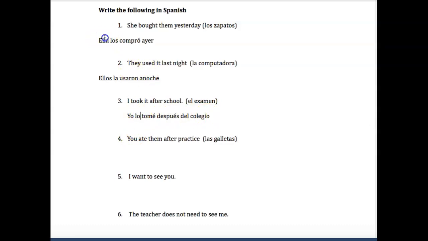Now you're probably wondering, do I have to write ella and ellos and yo? You don't. But I'm writing them to show you where the placement of everything is. You can say lo tomé después del colegio. That's totally awesome. But I'm showing you that it goes in that order. So if you do use yo, that's where it would be.